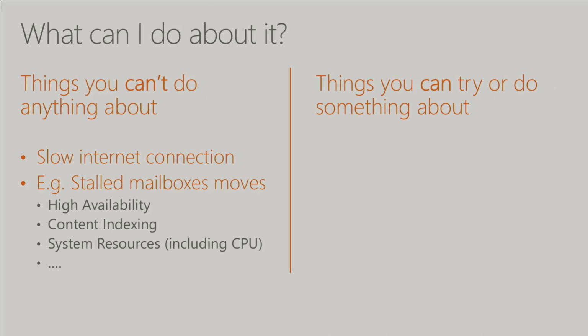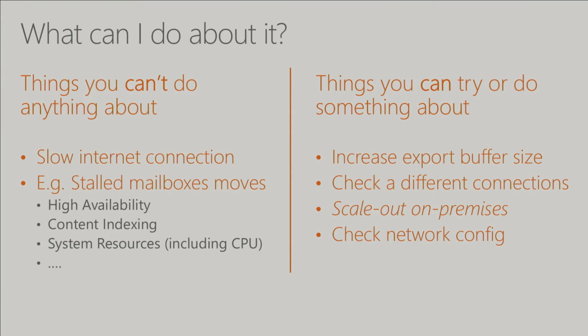So if you see a stalled mailbox move, what I tell people is: relax, wait, and see what happens. If it fails, then take a look at it again and see if there's something you can do. There are other things that you can do something about. For instance, increase the export buffer size. What do I mean by that on the Exchange side? By increasing the export size, and it's only 2013, 2016, you will actually reduce the amount of calls that Office 365 makes into your environment, basically increasing the payload per packet that goes through to Office 365, which can improve the performance.